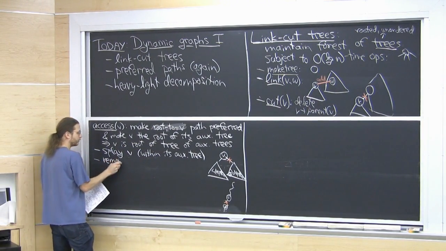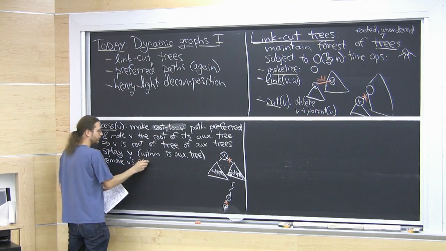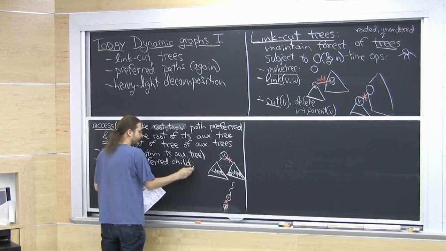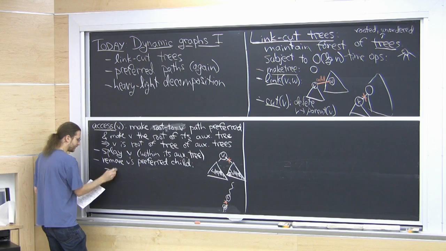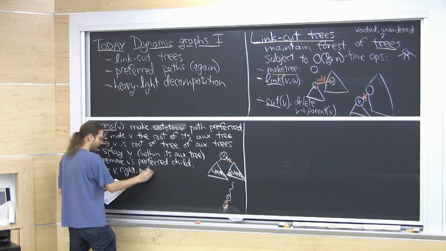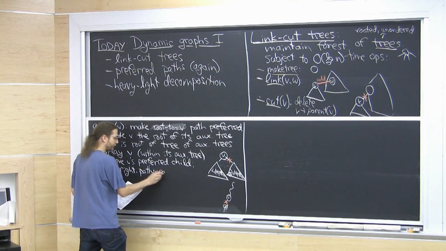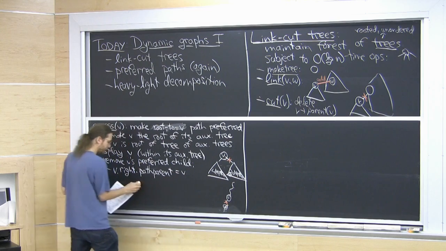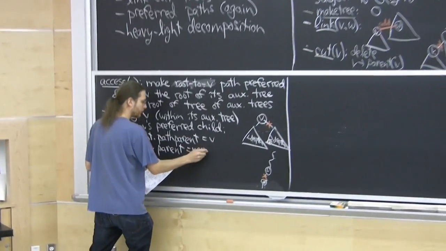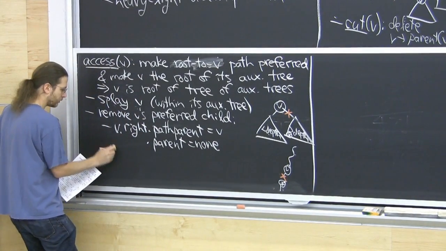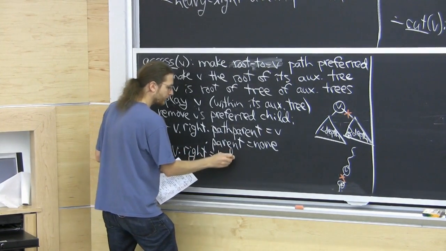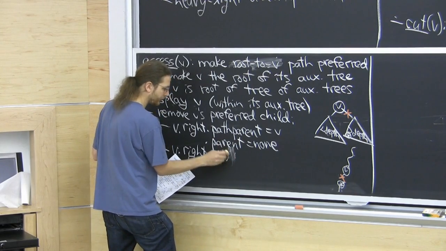Remove v's preferred child. And I'm going to elaborate exactly the pointer arithmetic that makes that happen. This is the tedious part of really any pointer machine data structure. This is all going to work on a pointer machine, by the way. No nulls here, none.